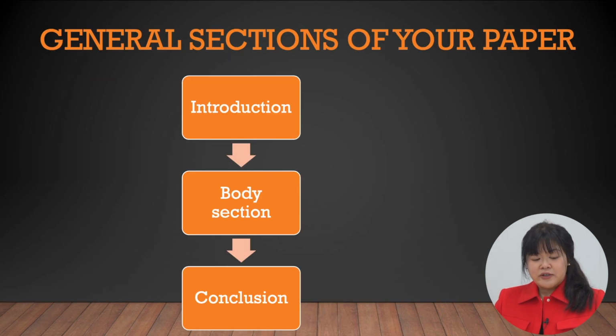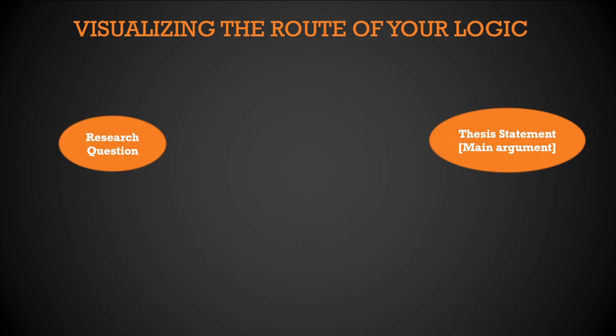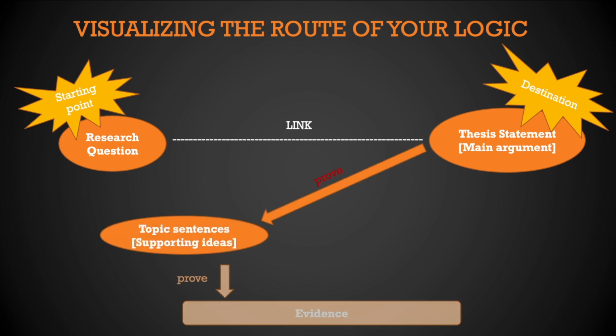There are 3 general sections to any academic paper: the introduction, the body section, and the conclusion. In this video, we will look at one common example of a typical short paper, where there are 3 body sections, and each body section is made up of one supporting idea. Let's look at where each of these 5 should appear in a paper.